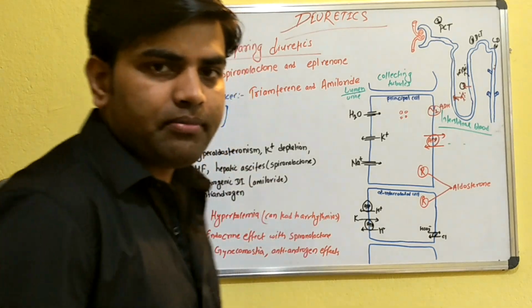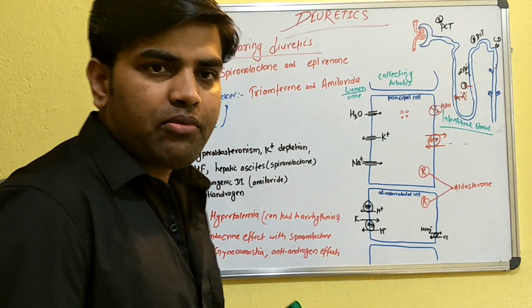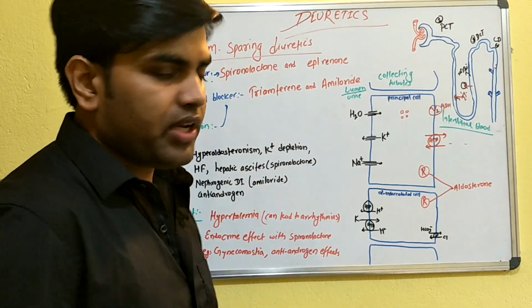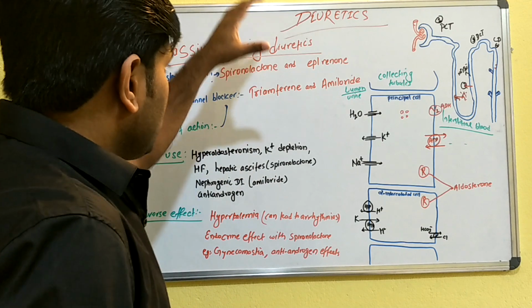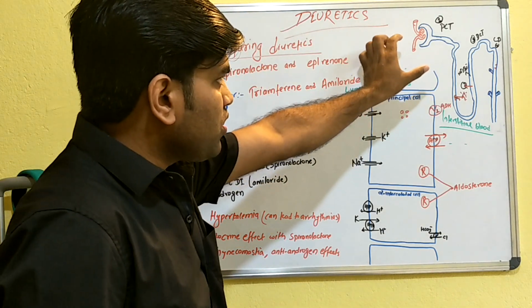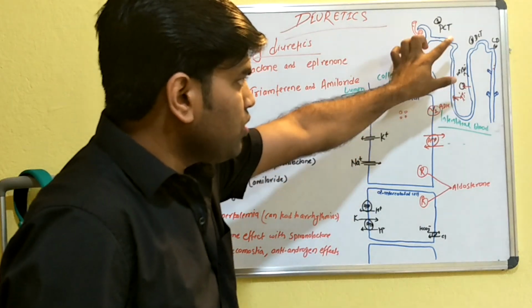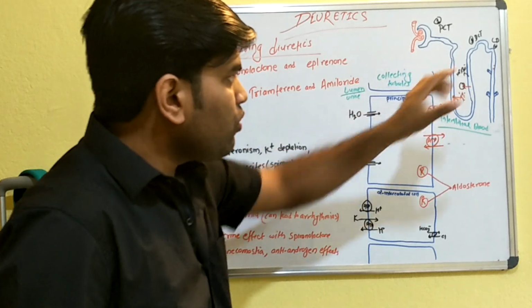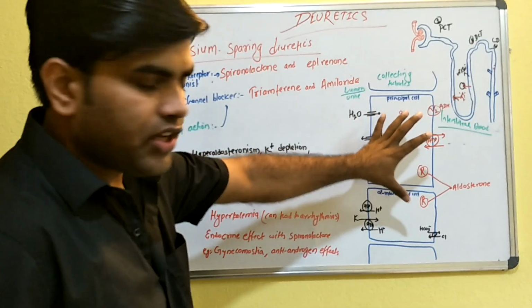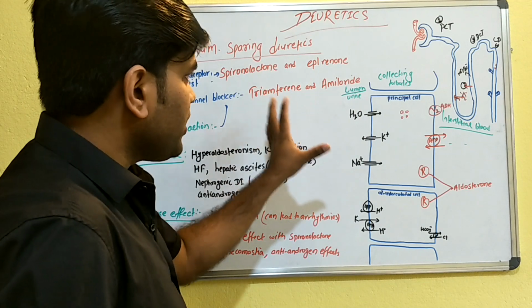Hello friends, good morning. Today we are continuing our previous lecture on diuretics, where we talked about the drugs acting on the proximal convoluted tubule, the distal convoluted tubule, and the ascending loop of Henle. Now we will talk about the collecting ducts and collecting tubule, the drugs acting on them, and a little bit of physiology.